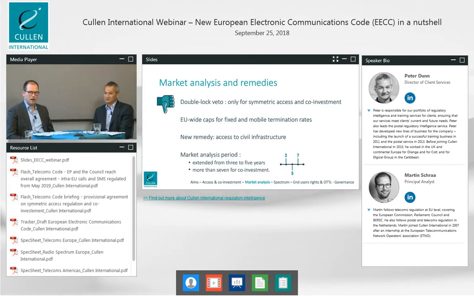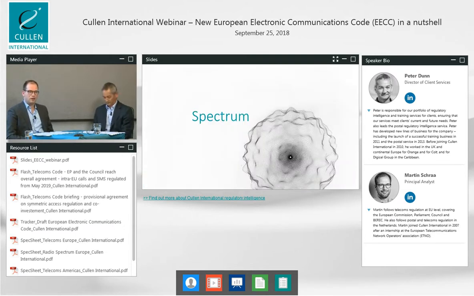So let's move on to spectrum. One of the main chunks of the review, with the Commission in particular having several plans to harmonize spectrum policy at EU level more than is the case these days. So this would include a longer license duration, a peer review of national spectrum measures. So has the Commission succeeded in this quite radical reform?